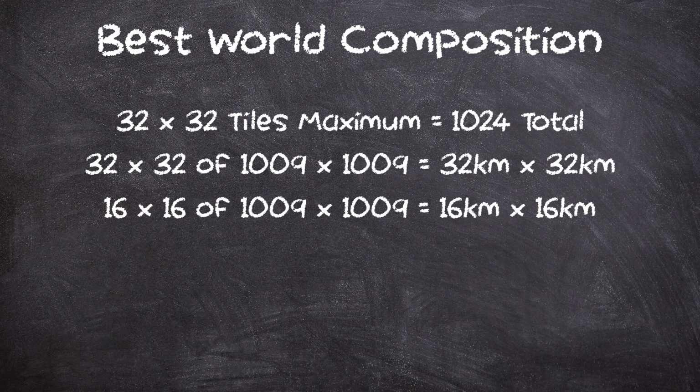With the 16 by 16 tiles, which is a total 256 tiles, of 1009 by 1009 being probably one of the most optimal large terrain sizes.